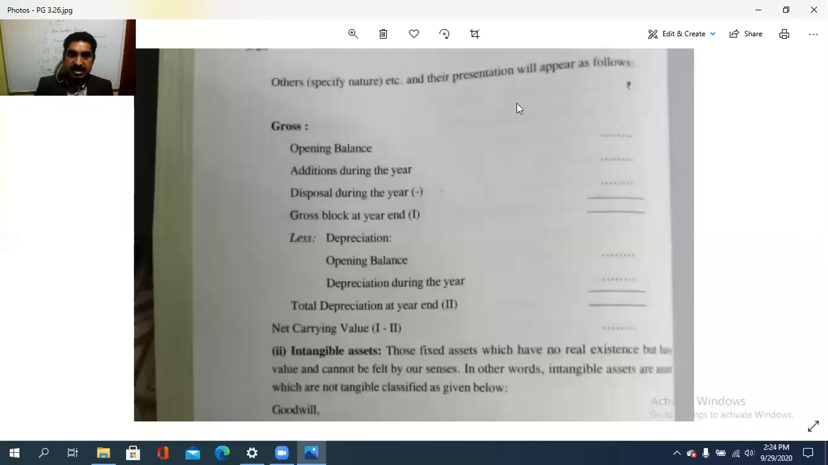And the presentation is this way. Gross value is there. We need to calculate the net value, like opening balance, additions during the year, disposals during the year, gross block at the end of the year. Out of that, depreciation to be deducted. Opening balance also should be deducted for the depreciation, and depreciation during the year should be deducted, and the total depreciation is to be deducted from the gross block. Then we are getting the net value like that.